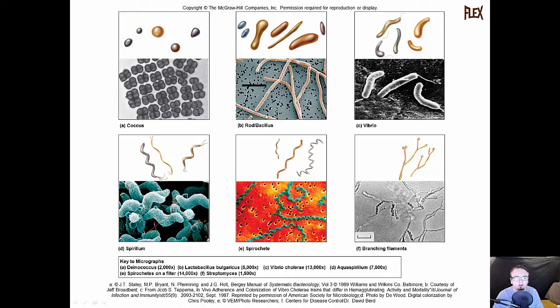So just know circular is cocci, bacillus is rod-shaped, Vibrio has a gentle curve to it, spirillum is spiral-shaped, spirochetes are the more twisted corkscrew-like variation of the spirillum, and then branching is another one that I didn't mention. It's not quite as common, but to be fair, that is another one here. So I'm not going to test you over that one, but that is another less common form that we do see. So anyway, as you see from the figure here, there's a lot of variation within each type.